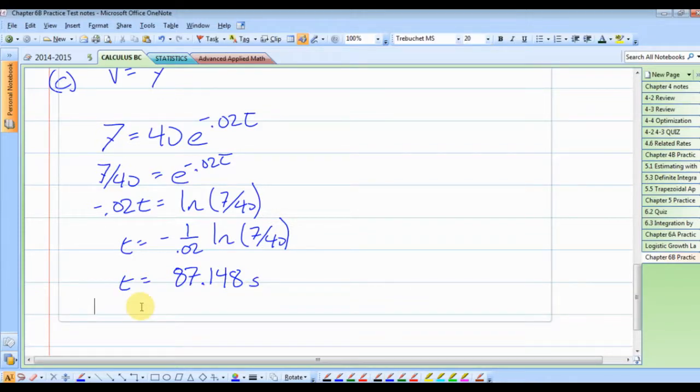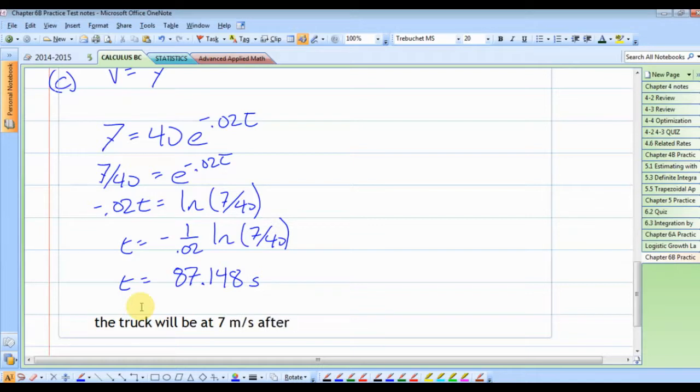Okay, so what's the summary here? The truck will be at 7 meters per second after 87.148 seconds. Is this one after again or is it at? I think either way would work. Okay. I'm not going to really grade English. You can misspell all you want as long as you don't misspell it horribly, as long as you don't change the essence of the problem.